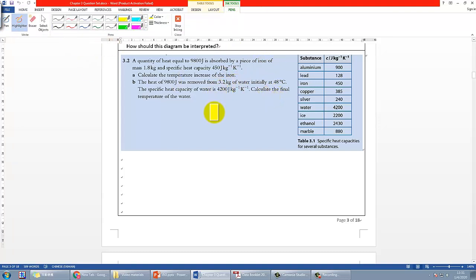Okay, so first of all, let's take a look at the question together. It says a quantity of heat is absorbed by iron. This is the mass, so I would put down Q, M, and specific heat capacity, which is C, next to it. And it asks you to calculate the temperature increase, so basically delta T. I think it's quite straightforward. You use the equation that we just talked about, and then just substitute everything you know. So M is 1.8. C, since it's iron, you look at the diagram, 450.